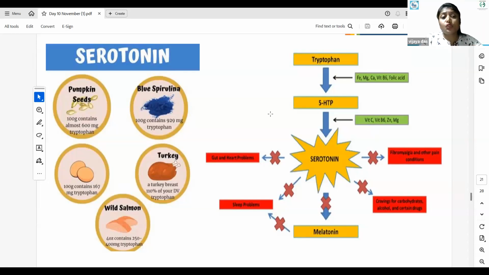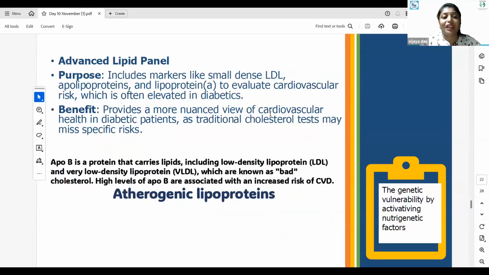Now, one very good source of tryptophan, of course, is the animal sources like egg and meat. But other than that, pumpkin seeds are believed to be one wonderful source of tryptophan.